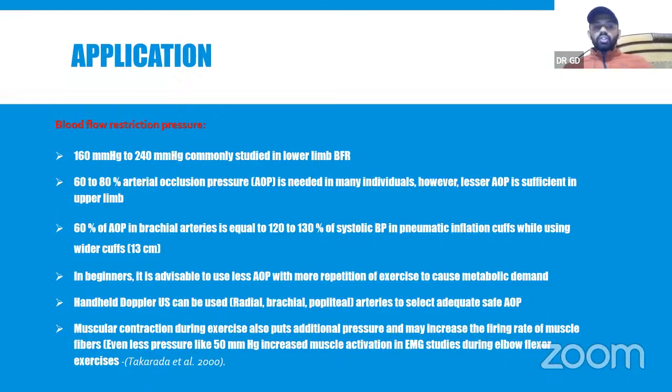So studies show use of somewhere around 60 to 80 percent of arterial occlusion pressure. That is equal to somewhere around 160 to 240 mmHg in the lower limb, and 120 to 130 systolic pressure in the upper limb. So for example, if you use BFRT for the upper limb, you'll be putting the pressure up to 120 to 130. That is enough. If you use the lower limb, you need to put 160 to 240 mmHg pressure.